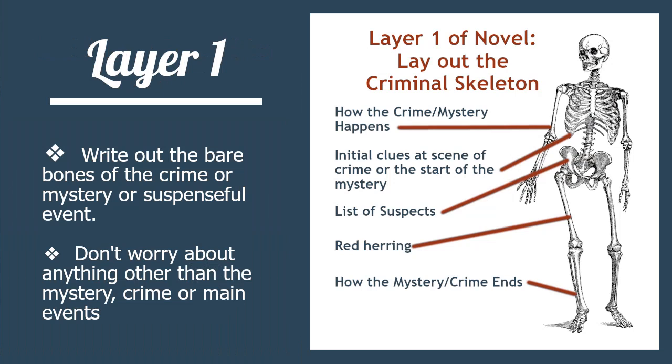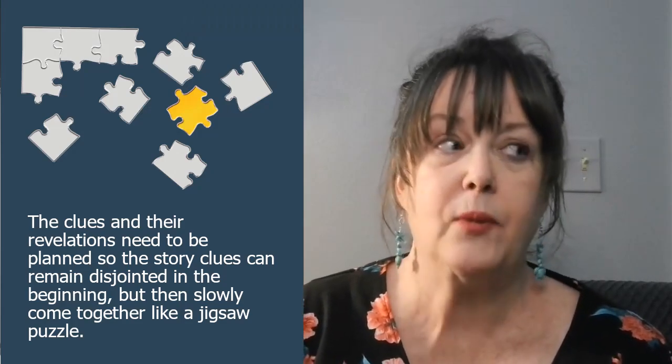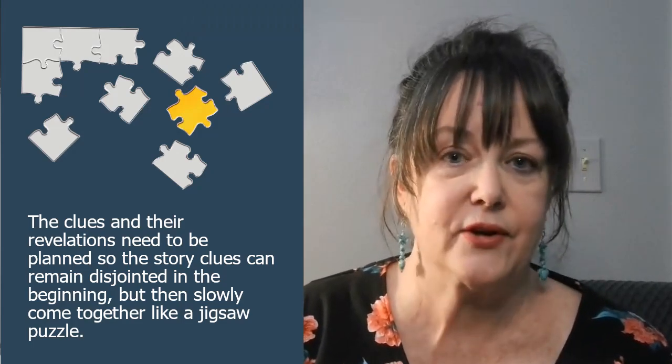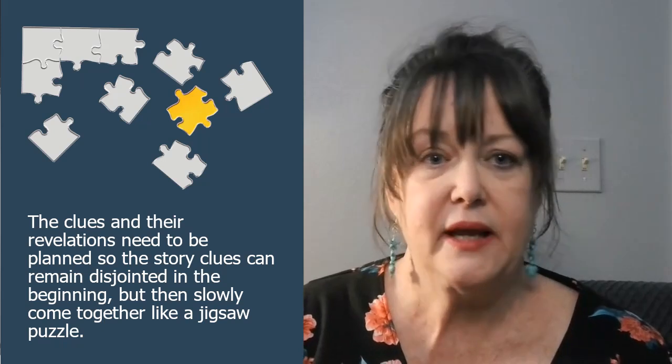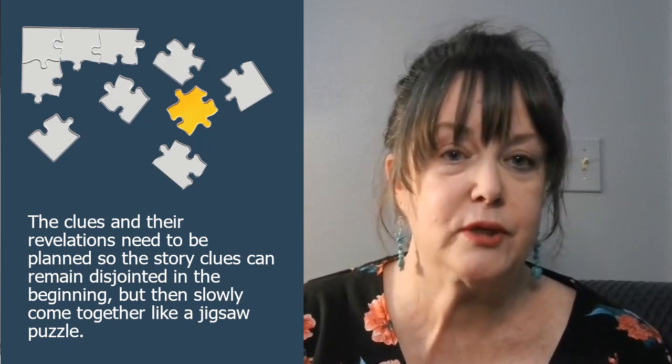Layer 1. Putting together the skeleton of the mystery and/or the crime. In a mystery crime novel or thriller, the clues and their revelations need to be planned so the story clues can remain disjointed in the beginning, but then slowly come together like a jigsaw puzzle. This keeps the reader guessing, which is part of the mystery reader's enjoyment.